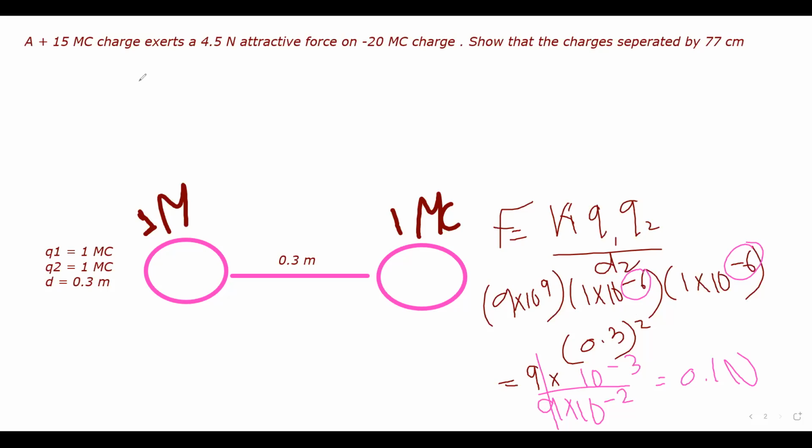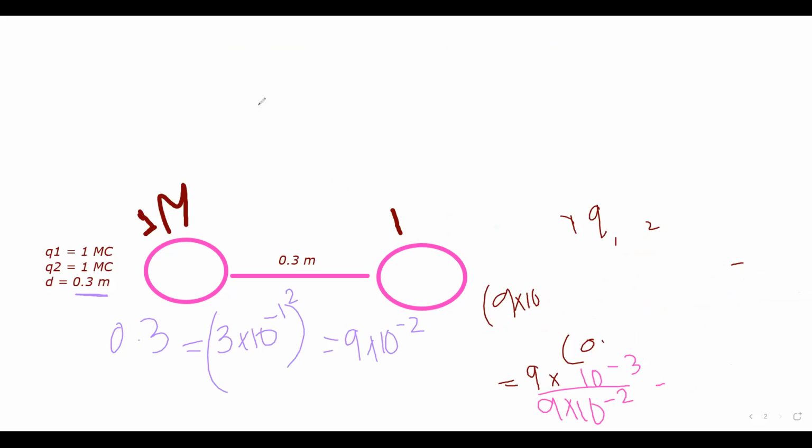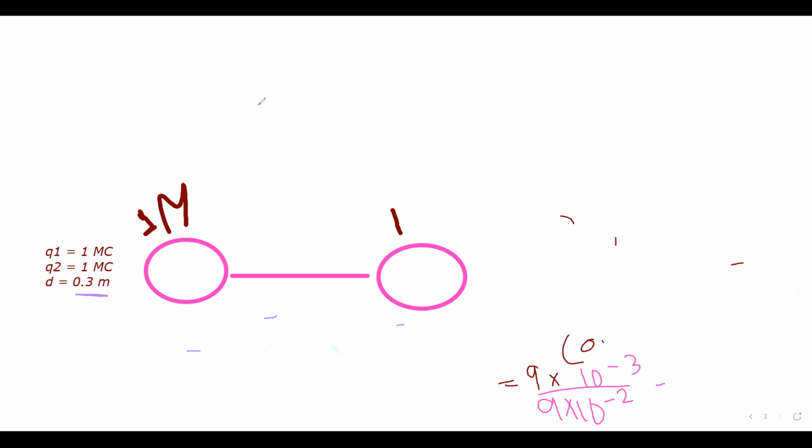Okay, here, wait, please. Here, as you see, it is K, Q1, Q2 over D squared. D is 0.3. 0.3 can be written as 3 times 10 to the power -1, squared. It is 9 times 10 to the power -2. And if you multiply the numbers in the numerator, which is 9 times 10 to the power -3 over 9 times 10 to the power -2, the answer is 1 times 10 to the power -1.